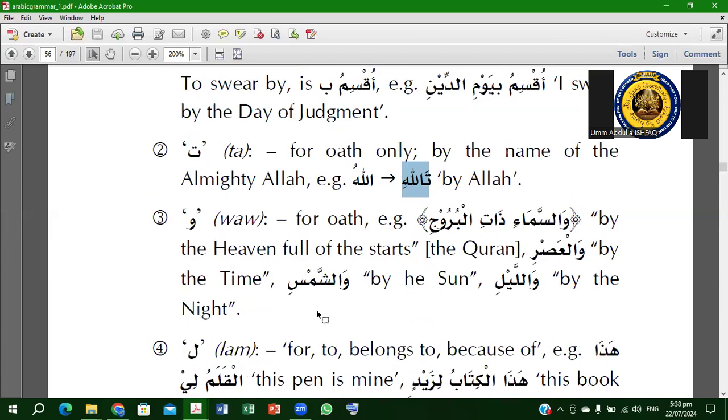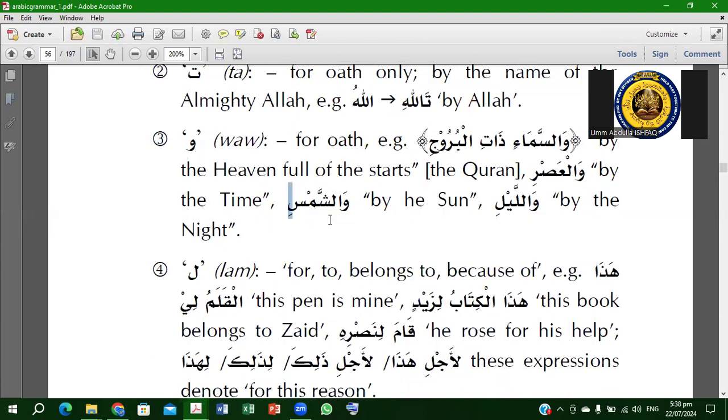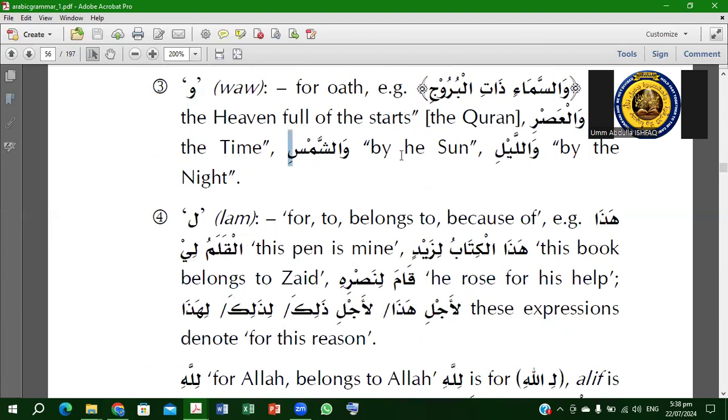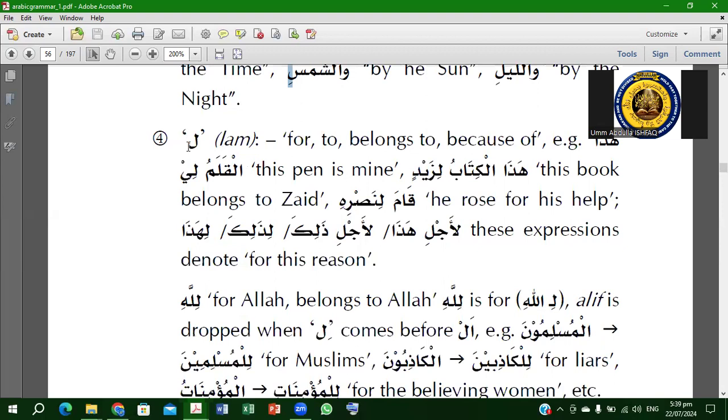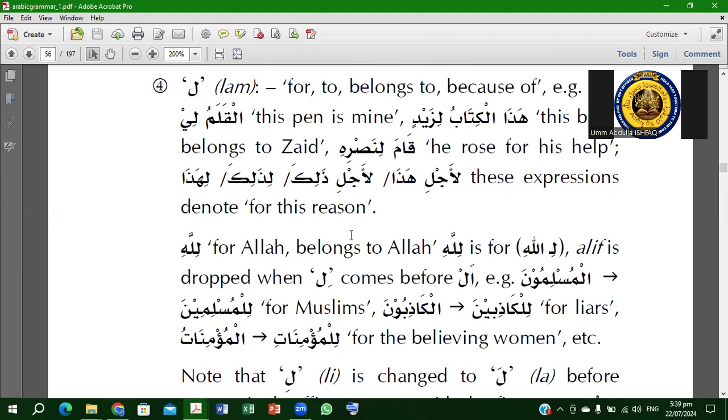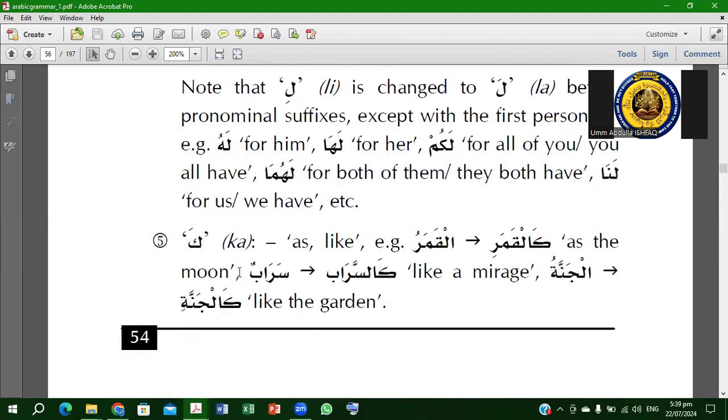Okay. Wow. If there is a wow and after that there is a kasra, like washamsi, by the sun, then it is a harfe jar. And it is always by. It means qasam hai. Suraj ki qasam, by the sun. Okay. Sorry, this is by the sun, by mistake. T is missing. By the sun it means. Li is also harfe jar. Okay. Lillahi, for Allah. Li means for. Okay, you have done it.